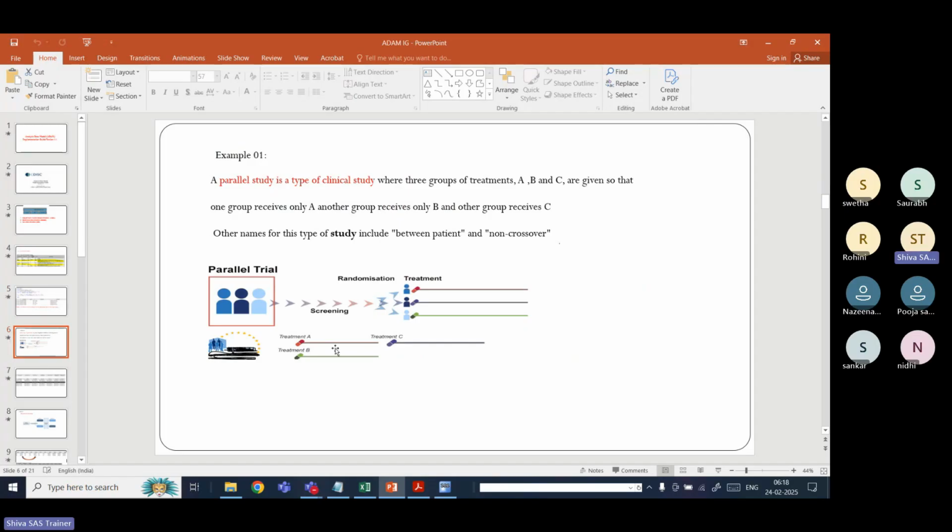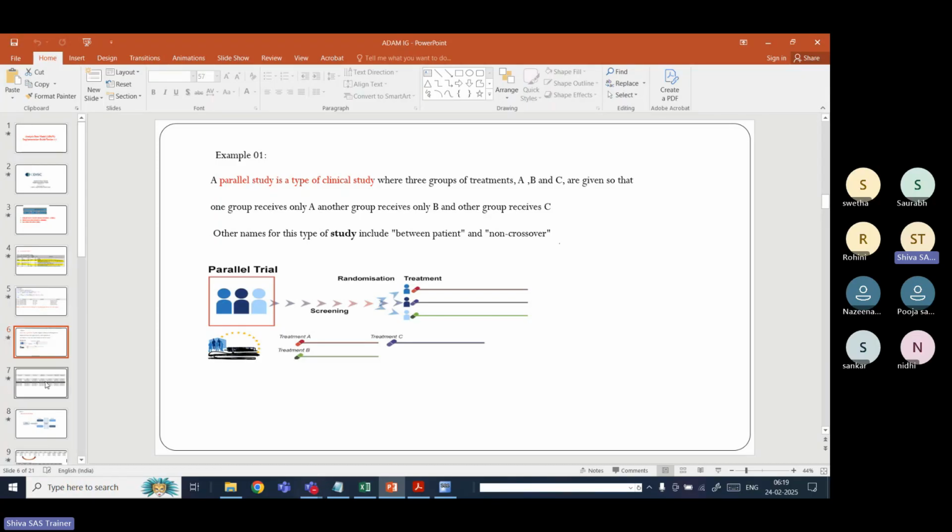So what is the parallel study? What is the crossover study? Parallel study is nothing but one subject is going to take a drug, the same drug for the entire study. So one, two, three subjects are there in this parallel study. The first subject is allotted to drug A, treatment A, so the entire study is taking only treatment A. Second subject only treatment B. Third subject only treatment C. Okay. So that type of study we can call parallel studies.